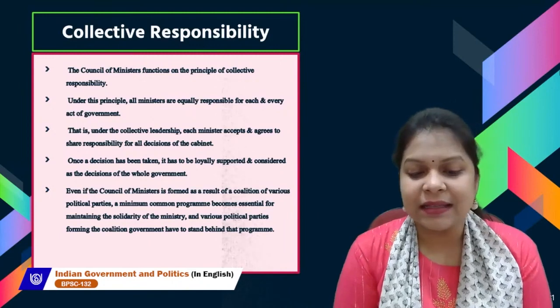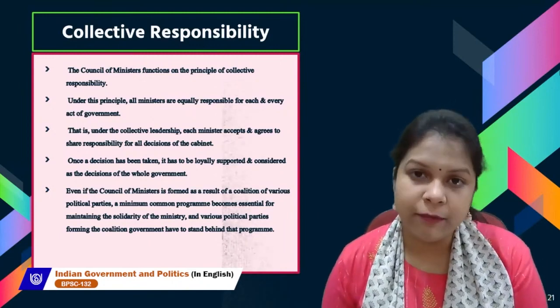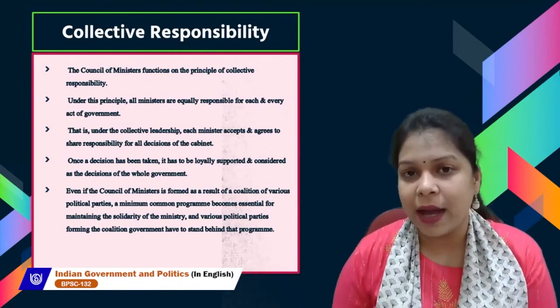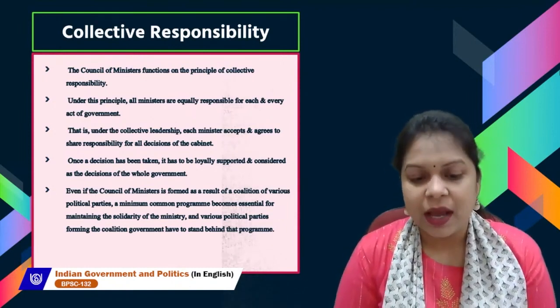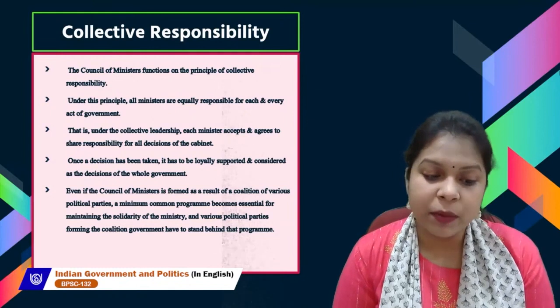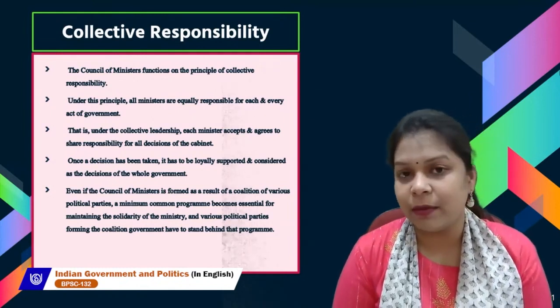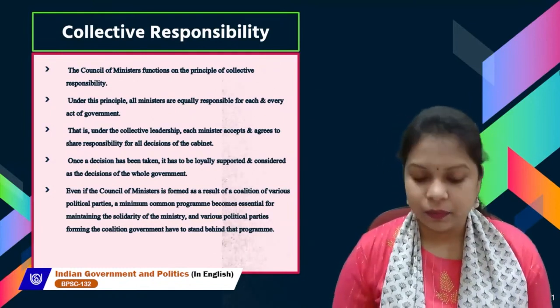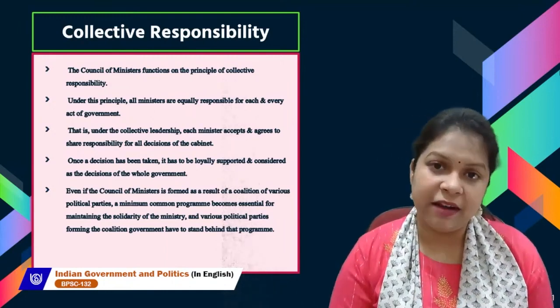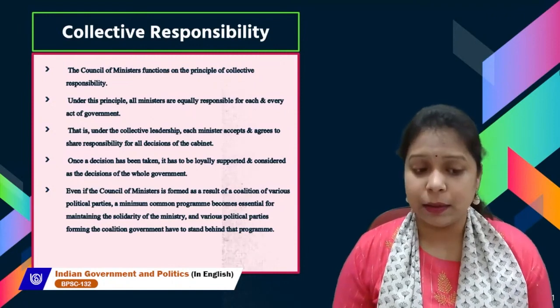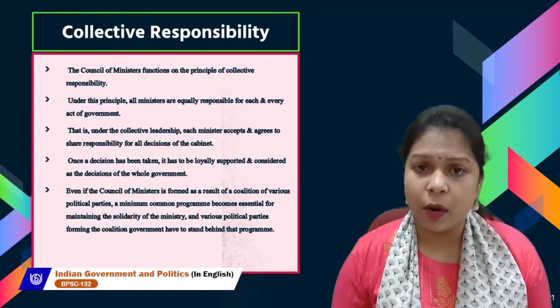So there is a minimum common program, which is essential in a coalition government for maintaining the solidarity of the ministry, and the various political parties forming the coalition government have to stand behind that program. So if there is a coalition government, the ministers have to agree on a certain minimum common program.